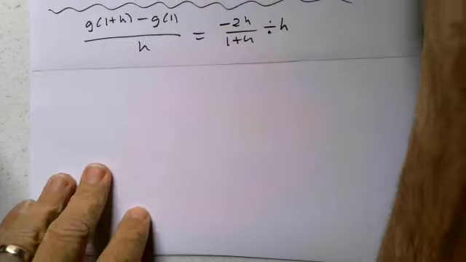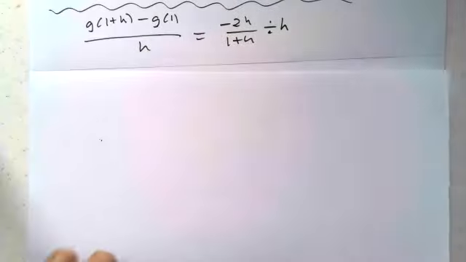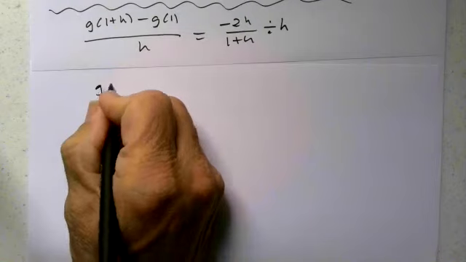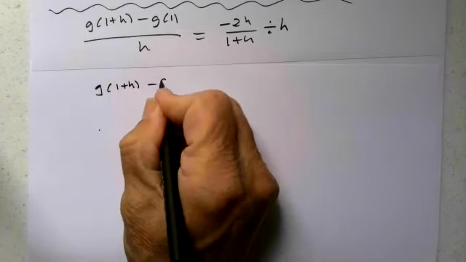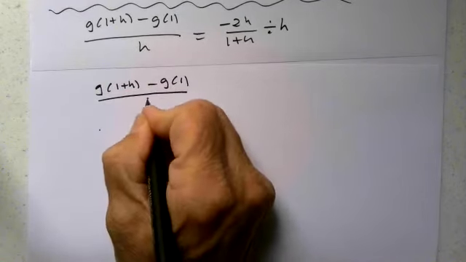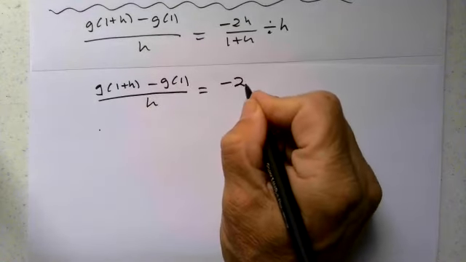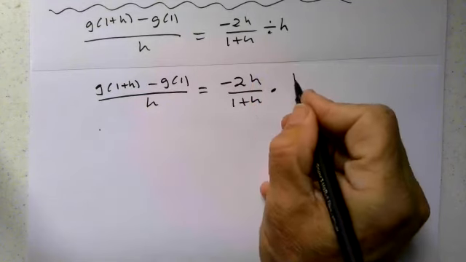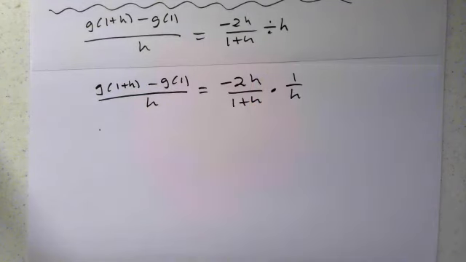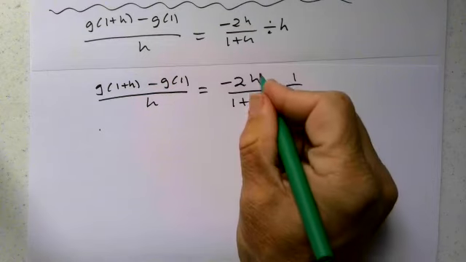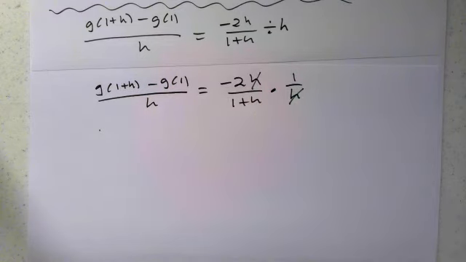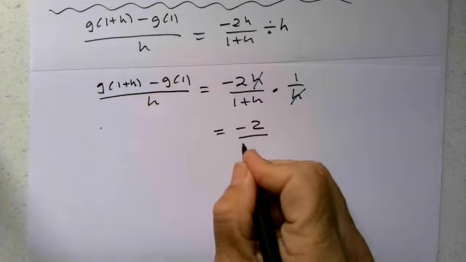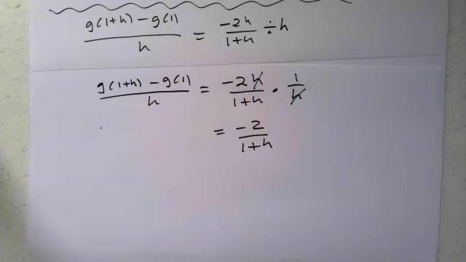So where does that put me? Where am I now? I have g of 1 plus h minus g of 1 over h is negative 2h over 1 plus h times the reciprocal of h. And you'll notice it's negative 2 times h, so that divides out. And my result is just negative 2 over 1 plus h. And that will conclude this lesson.